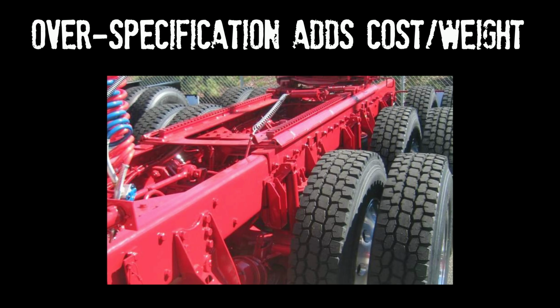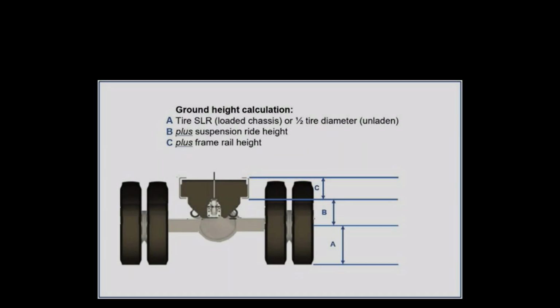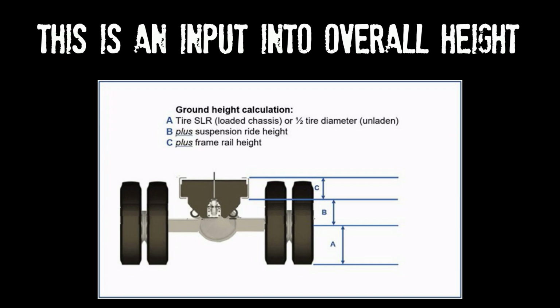Overspecification is rarely scrutinized. Knowing how to balance strength and weight is important for optimal vehicle performance. Ground height is a crucial aspect of vehicle design, representing the distance from the ground to the top of the frame rail. This measurement varies at the steer and drive axles.